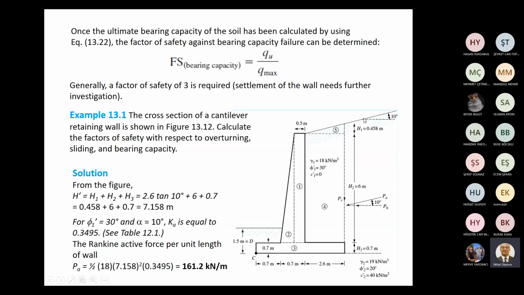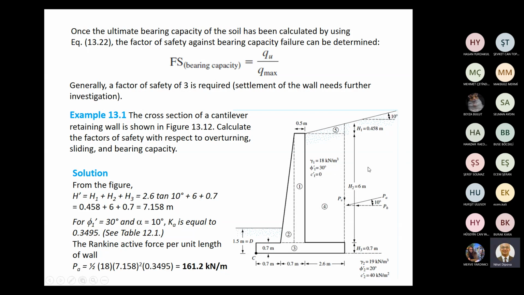I'm sorry, that's tangent 10 degrees. The other values are given: 6 meter wall height and 0.7 meter base height. The total H prime is 7.158, because phi prime angle is 30, as given here, and alpha is 10 degrees.